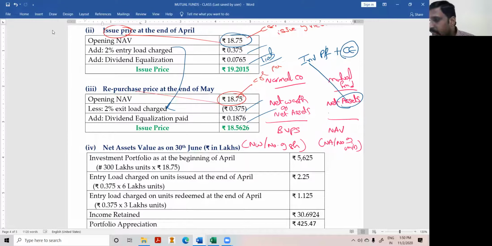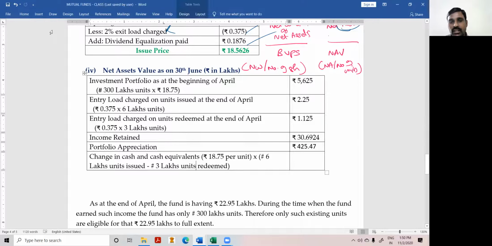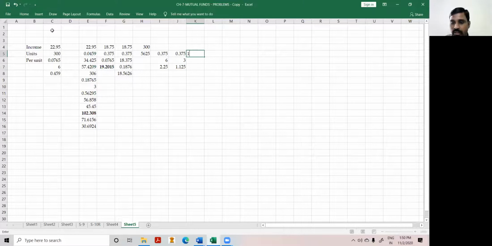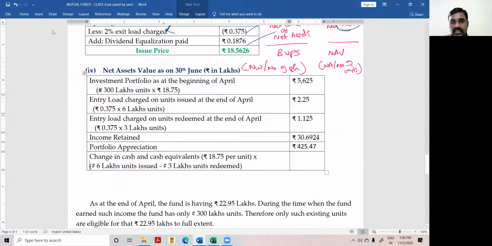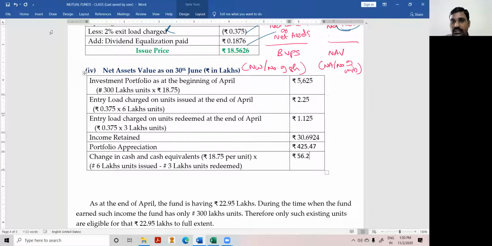That is the net change in cash and cash equivalents. That we have to take. So the change in cash and cash equivalents is rupees 18.75 per unit into 6 lakhs units issued minus 3 lakhs units redeemed. Look at this point. My net effect is 18.75, multiplied by 6 minus 3 lakhs units. So the total will be 56.25 lakhs. Change in cash and cash equivalents will be 56.25 lakhs.